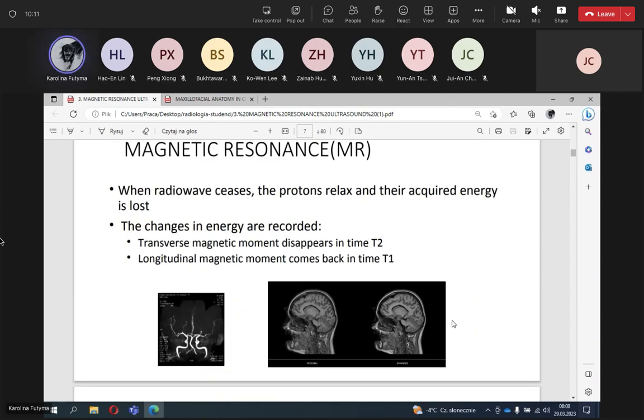When a radio wave ceases, the protons relax and their acquired energy is, of course, lost. The changes in energy are recorded. So the transverse magnetic moment disappears in time T2, called T2, as you remember from the first year, I hope. And the longitudinal magnetic moment comes back in time T1.